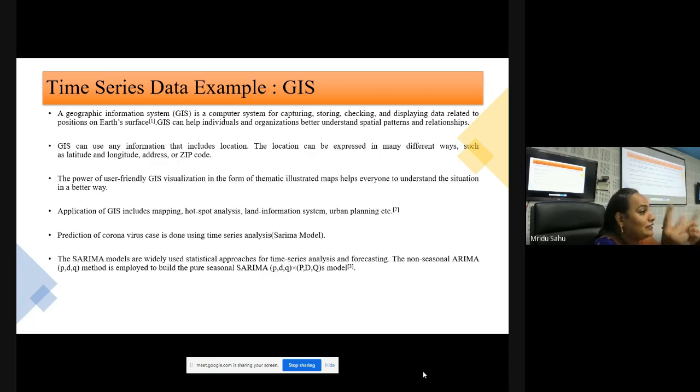So the new things come as remote sensing data, remote analysis. Remotely means we are not physically present, but we are virtually there, with each and everything, the data itself, from that position. The power of user-friendly GIS visualization is the form of a thematic illustrated map.